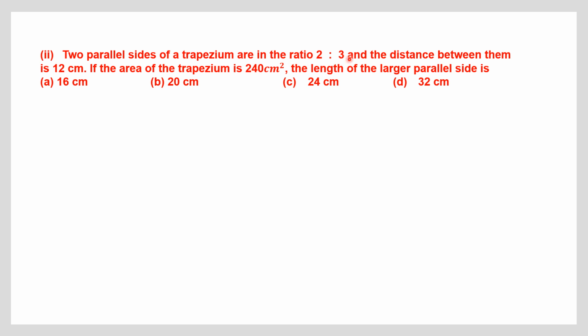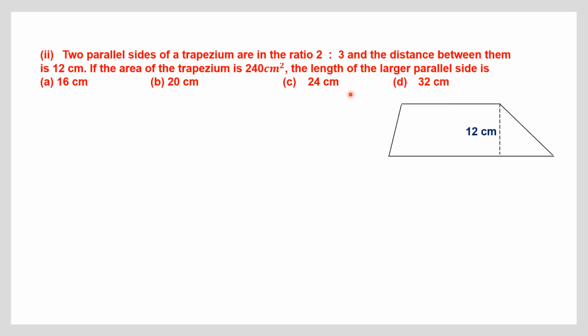Question 2. Two parallel sides of a trapezium are in the ratio of 2:3. So now we are not given the actual measurement, we are only given the ratio of the two parallel sides. And the distance between them is 12 centimeters. If the area of the trapezium is 240 centimeters, what is the length of the larger parallel side?